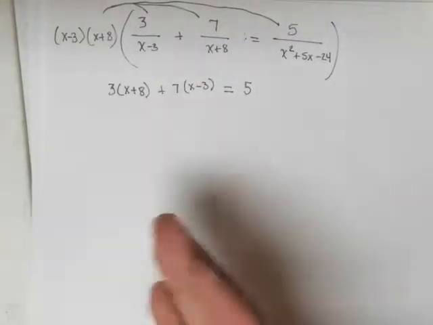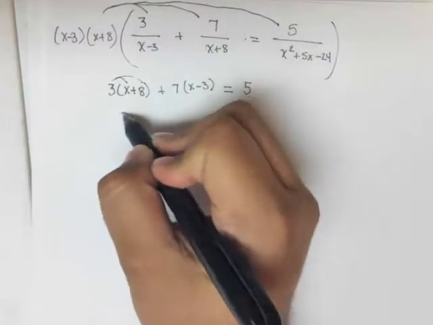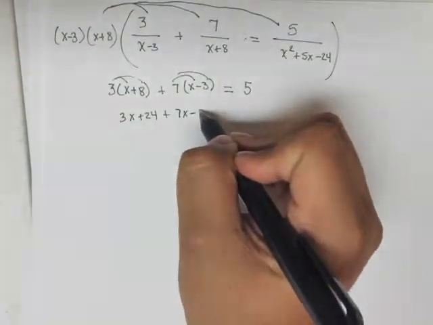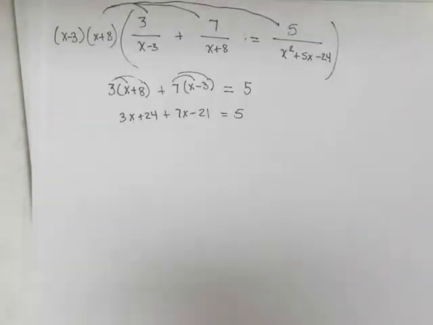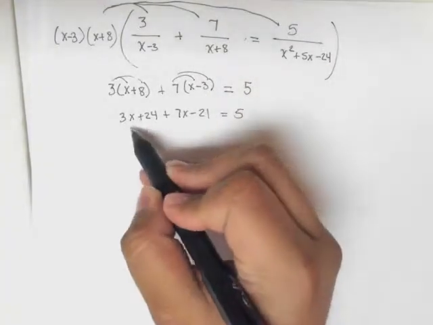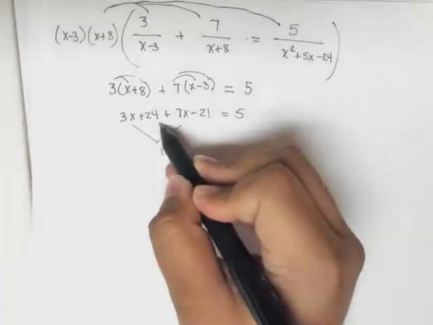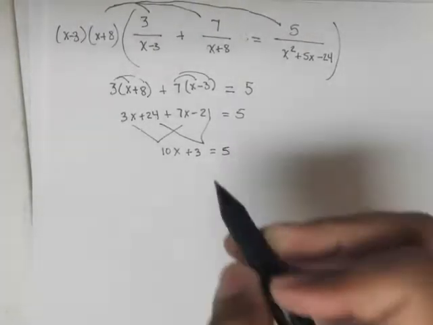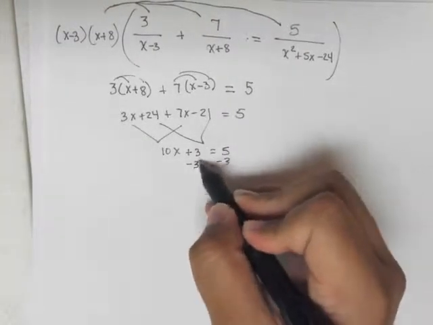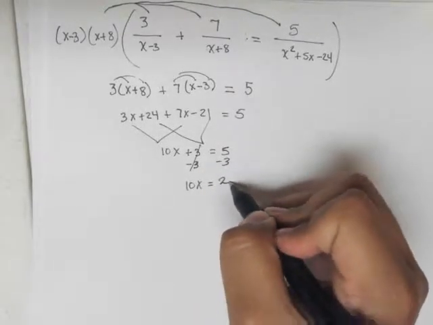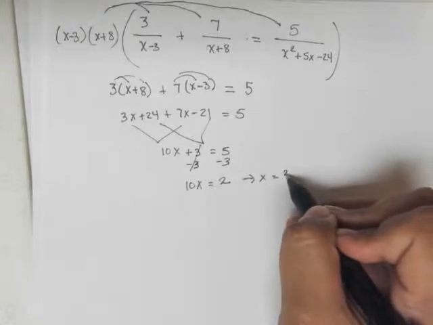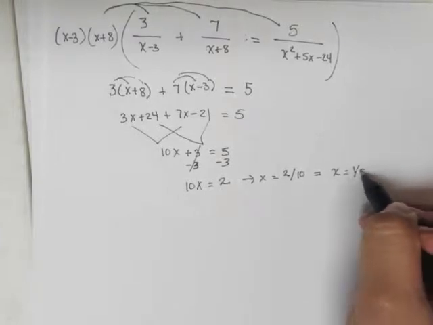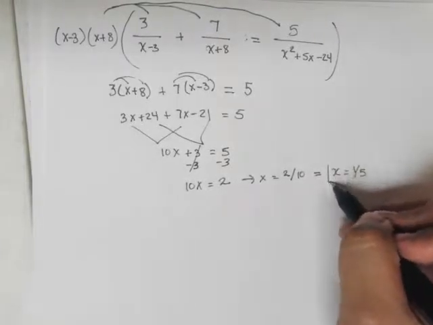Now, again, a linear equation, some simple distribution: 3x plus 24 plus 7x minus 21 equals 5. We're going to do some quick combining of like terms. Here we're going to get 10x, and here we're going to get plus 3 equals 5. And we move this over, minus 3 minus 3, 10x equals 2. So what does x equal? It equals 2 out of 10, which is reduced 1/5. So here is the answer.